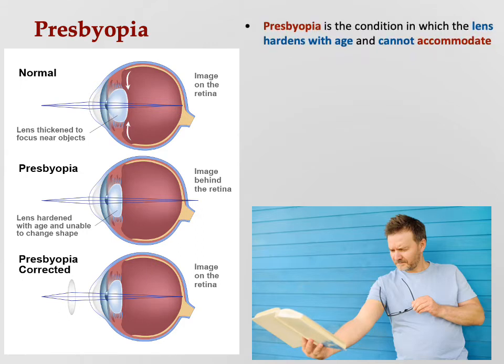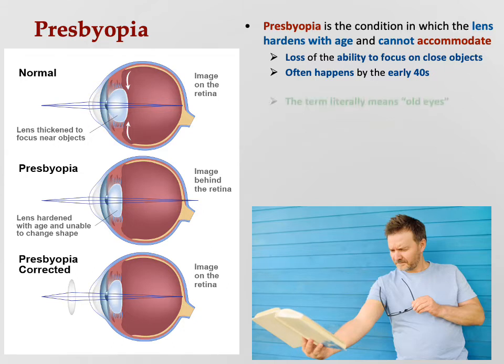Presbyopia, the lens gets hard with age and cannot accommodate, so it can't bunch up. Remember, for close objects, the lens becomes kind of like a tennis ball. It has to bunch up and get thick. Well, as you get older, the lens becomes stiff. It can't accommodate, and therefore you can't focus on things up close. So it's the loss of ability to focus on close objects. Usually happens by the time people get into their 40s. They say that term literally means old eyes.